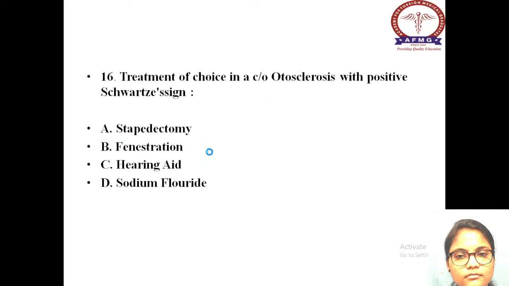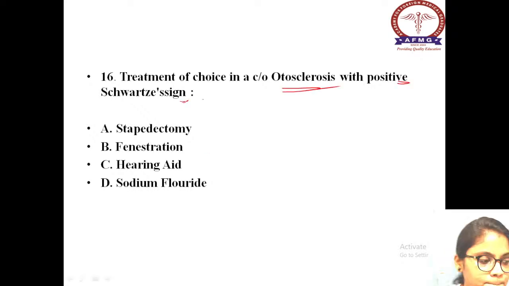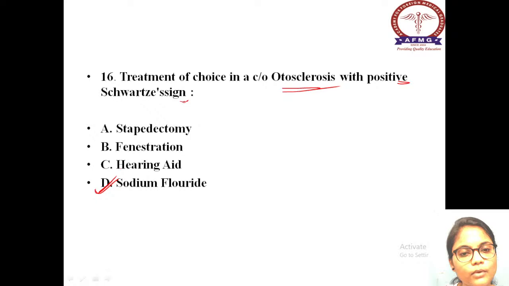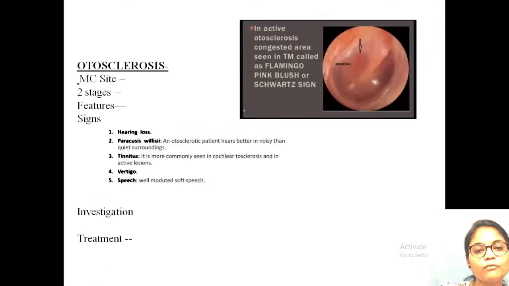The next question is the treatment of choice in a case of otosclerosis which has a positive squat sign. So what would be the answer over here? The options are stapedectomy, fenestration, and hearing aids along with sodium fluoride. The answer is sodium fluoride. Very important. So in view of otosclerosis, what do you have to know?